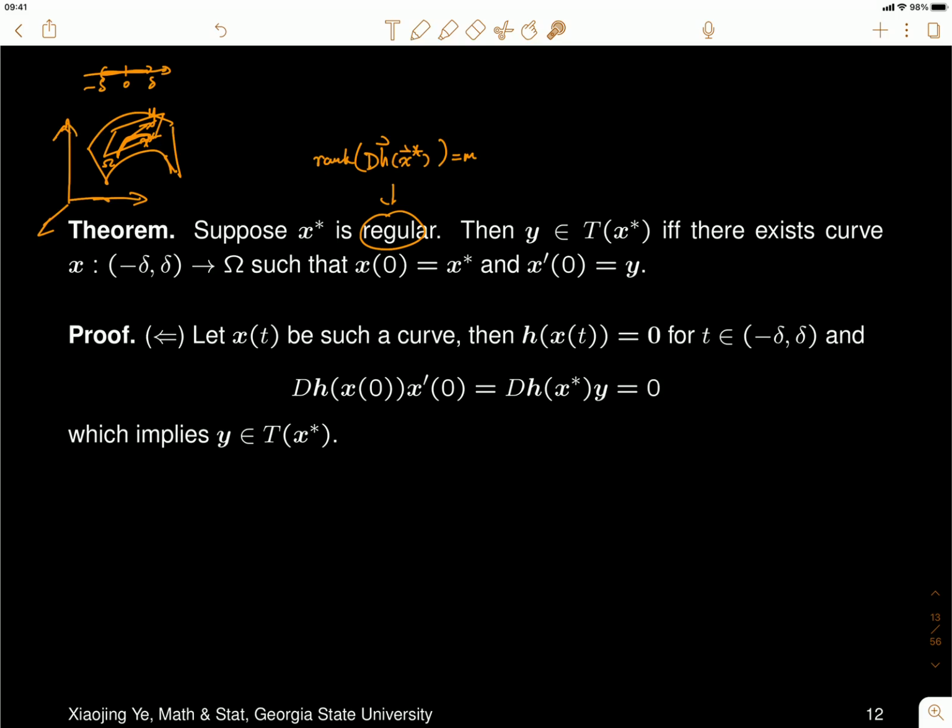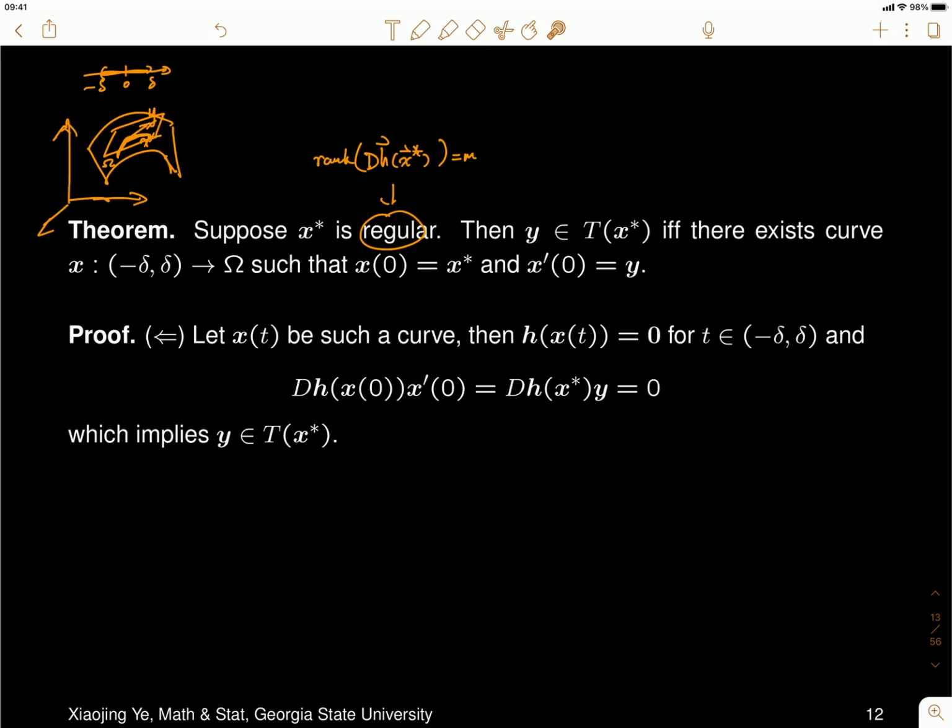So y is a point in the tangent space if and only if you can find a curve x such that when t equals 0, x of 0 is just x star, and the derivative of x at t equals 0 is equal to y. Okay, so that is the theorem here. So now we prove this. Okay, the sufficiency is easy.